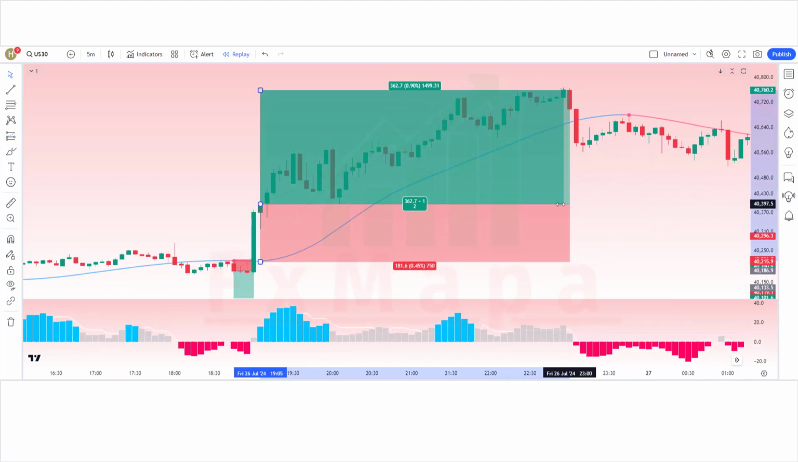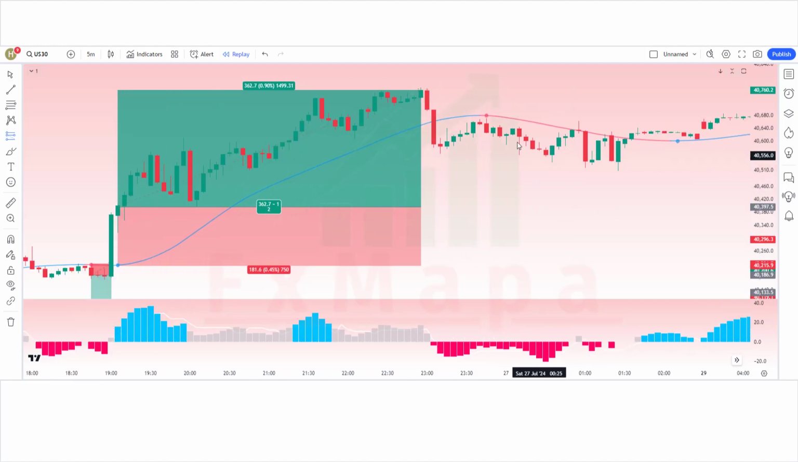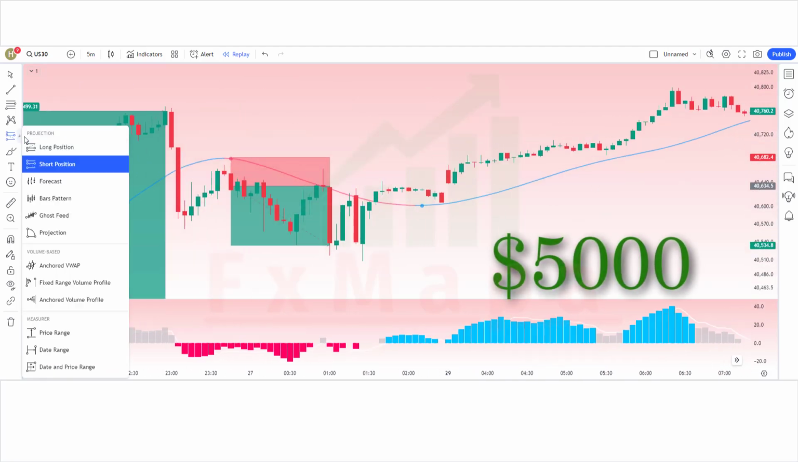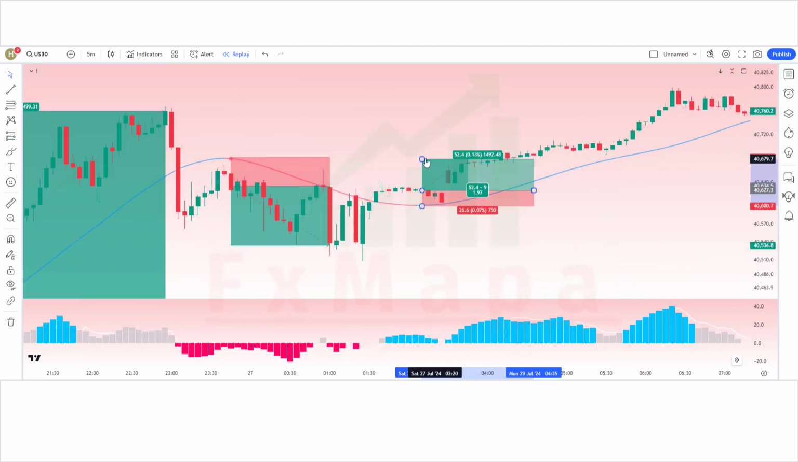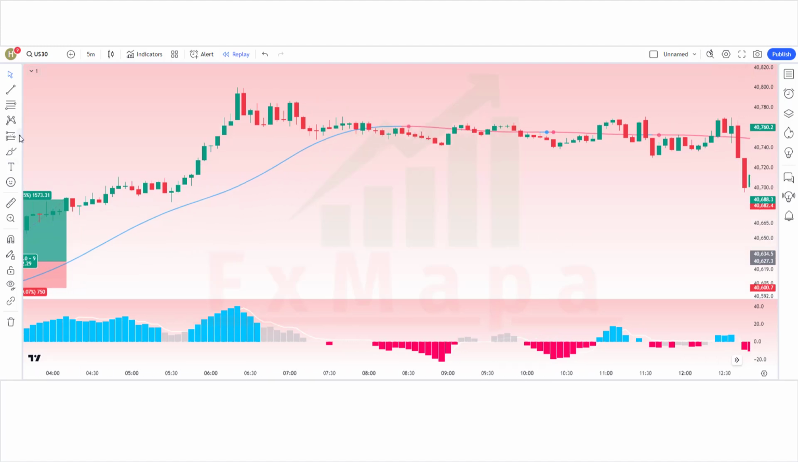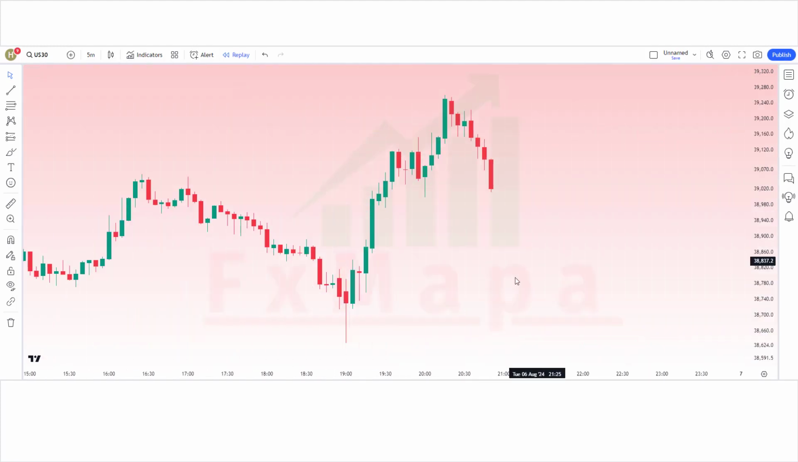We have been using this indicator for a few days on our real account, and by just using these signals to enter our trades, we were able to make more than $5,000. Anyone who uses this indicator can make money in trading by just following these signals. So I don't waste any time, let's get started.